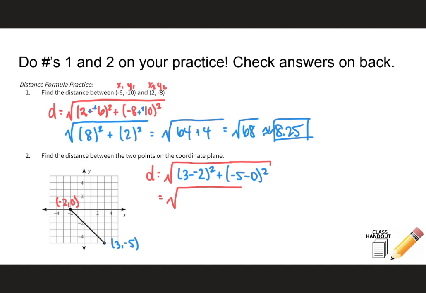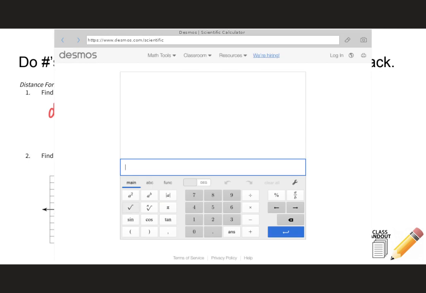And then we're going to simplify inside the parentheses. So double negative turns to positive. So 3 plus 2 is 5. -5 minus 0 is just -5. And then we're going to do the exponents. 5 squared is 25. -5 squared, -5 times -5 is also 25. So that's going to be the square root of 50, which we're going to put in our calculator. So square root of 50 is 7.07.